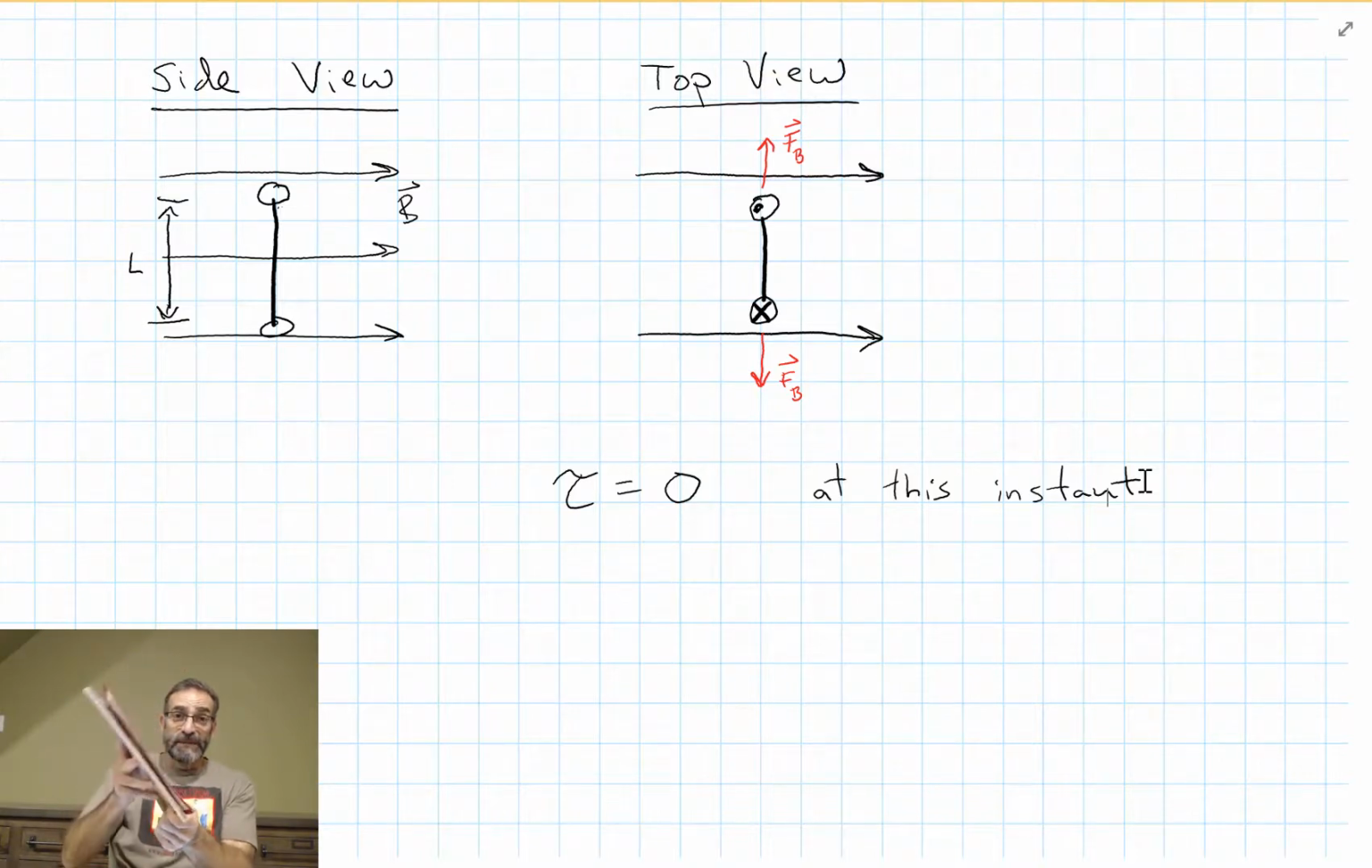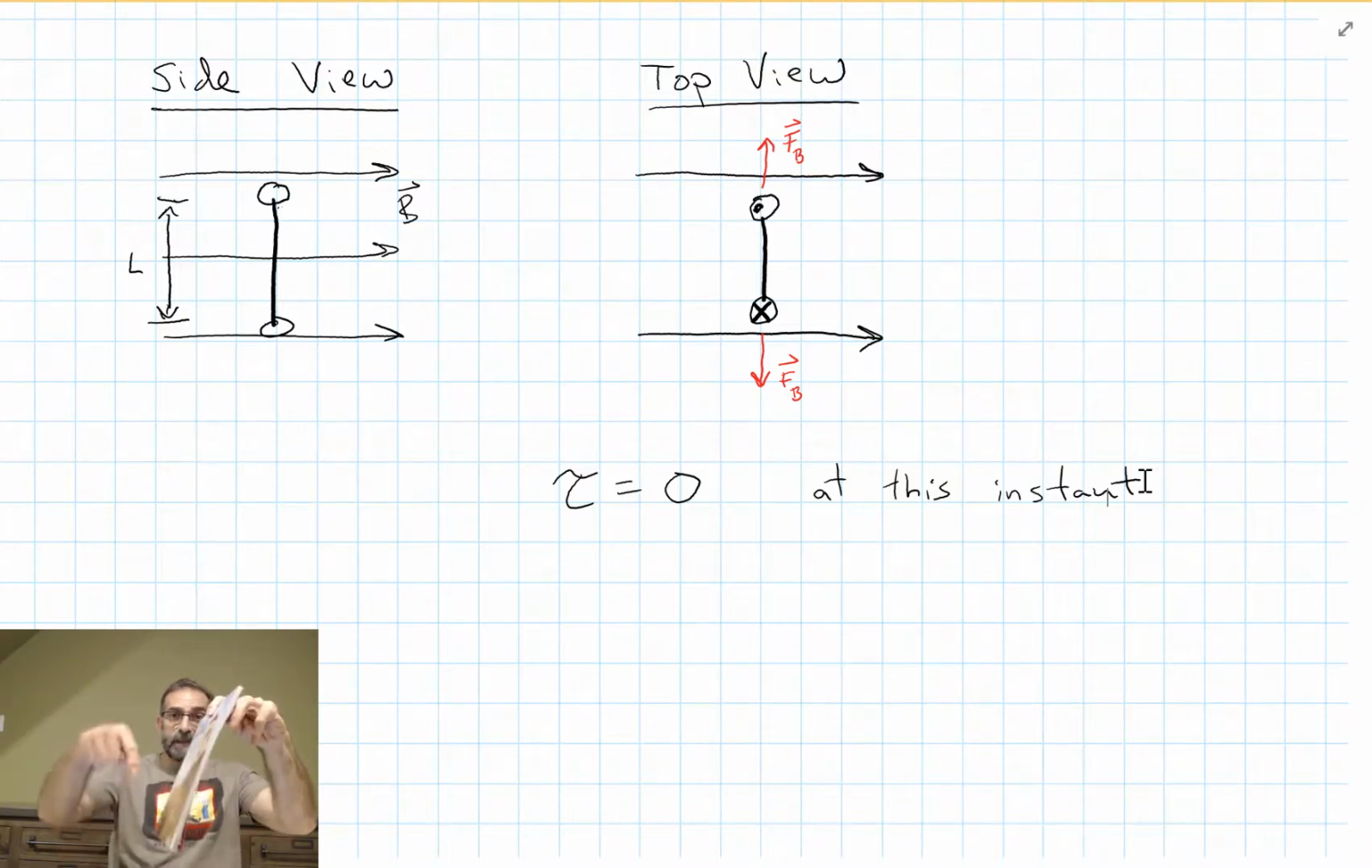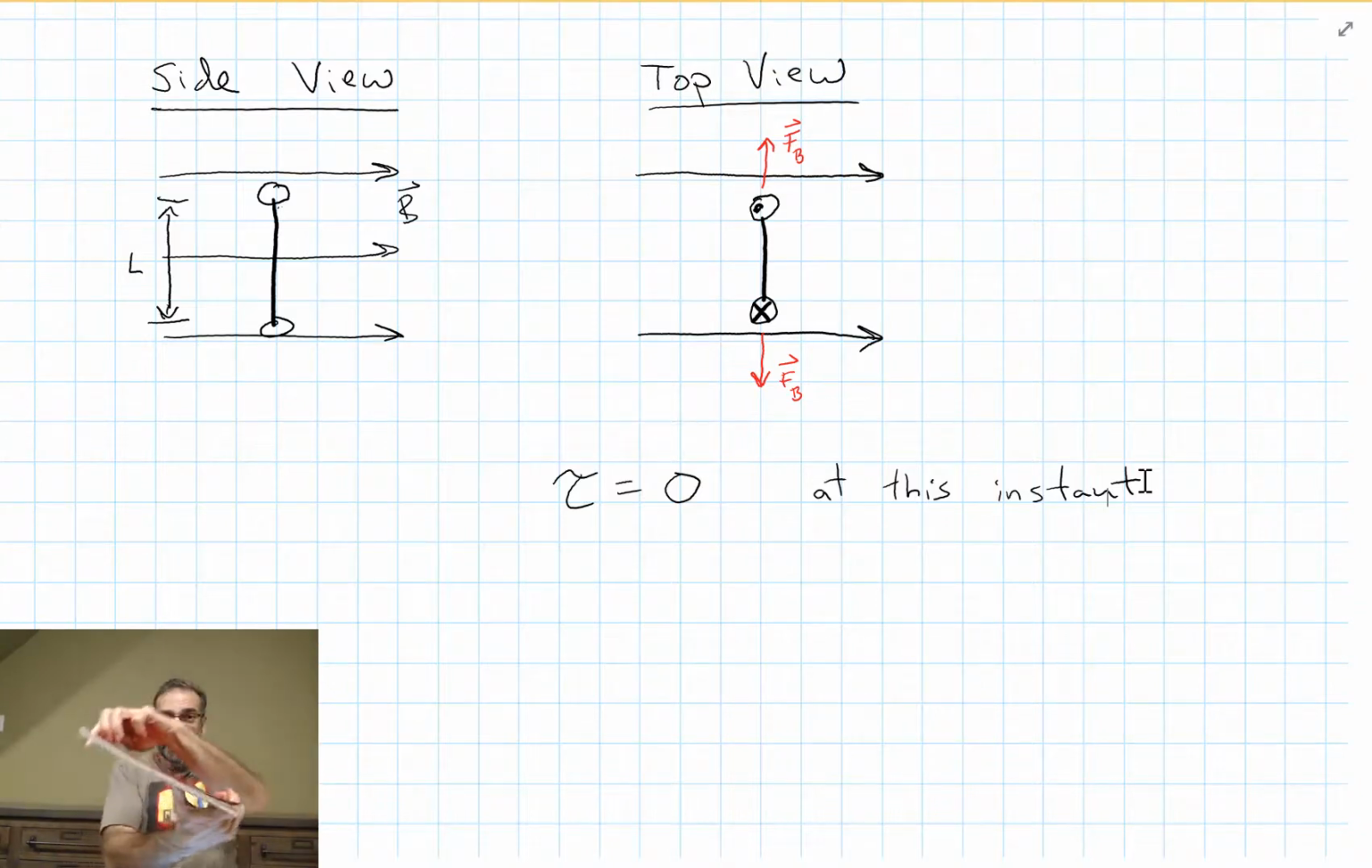But our loop of wire has some rotational inertia. If it's rotating in this direction, it's going to keep rotating that way and go past this point. And now what happens? The torque is in the opposite direction, slowing it down until it flip-flops and starts to go in the other direction. And it'll oscillate back and forth like this.